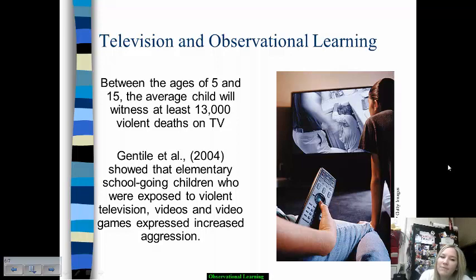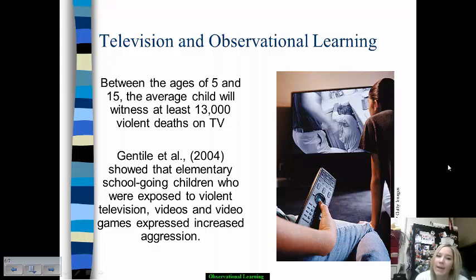Gentile found in their research that between the age of 5 and 15, you as an average child, so this is just the average, this doesn't necessarily mean that it's the overall amount specifically that you yourself have been exposed to, on average, you watch on TV 13,000 violent deaths in a 10-year span. That is a very significant total of violent imagery that is presented to children that are growing and developing and learning to act on certain behaviors.